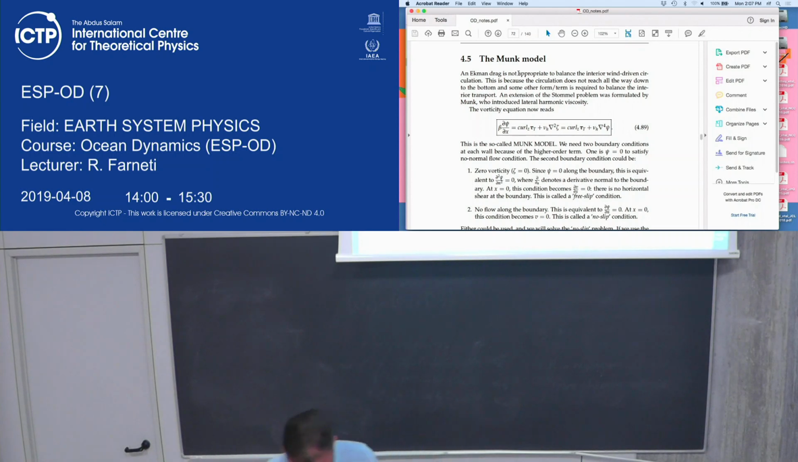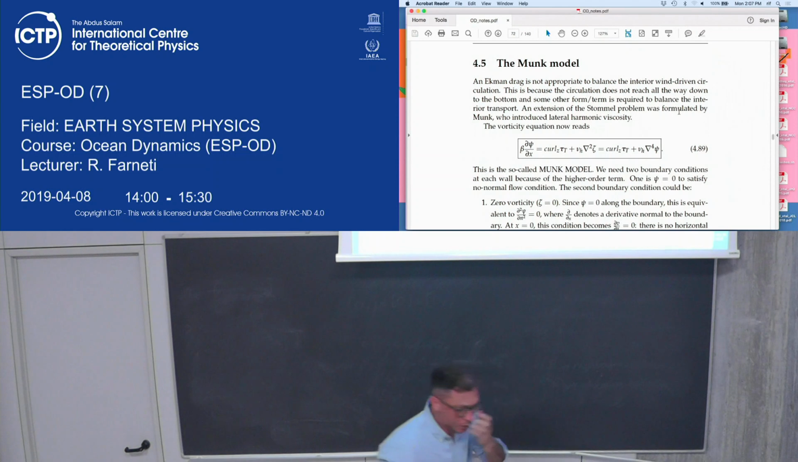Okay, so what we saw the last time was the Munk model. Linear bottom drag is not realistic.